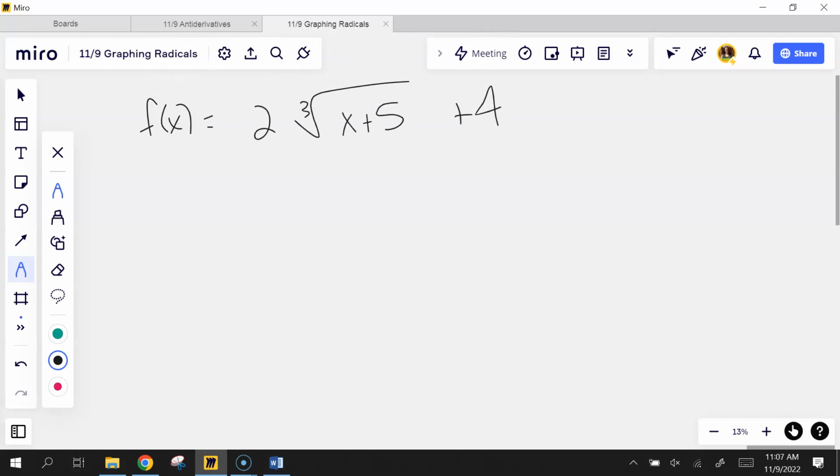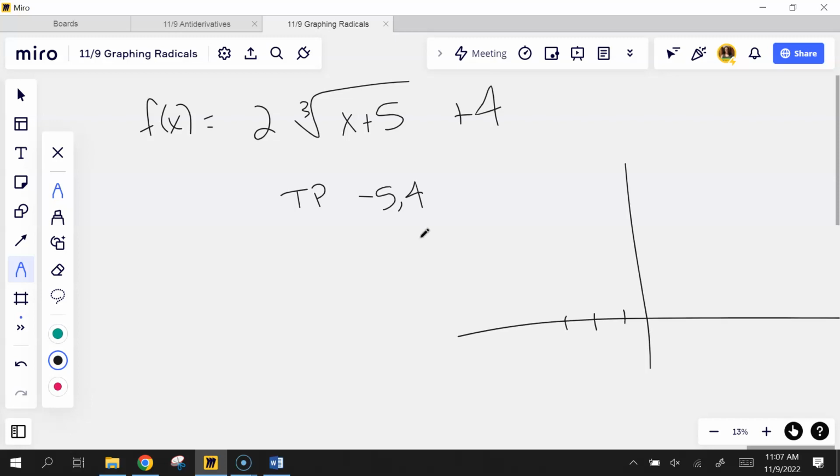Okay. Turning point. Negative 5, 4. 1, 2, 3, 4, 5. 1, 2, 3, and 4. Domain and range, of course, negative infinity to infinity.